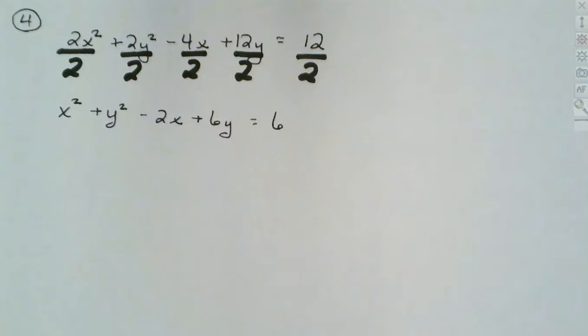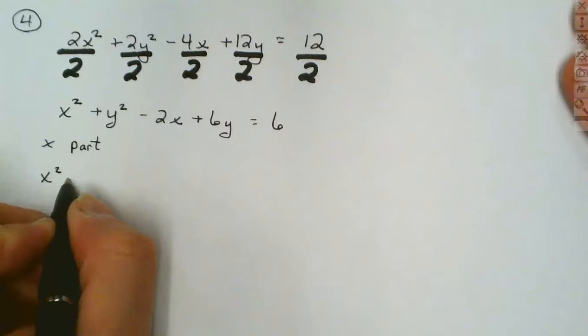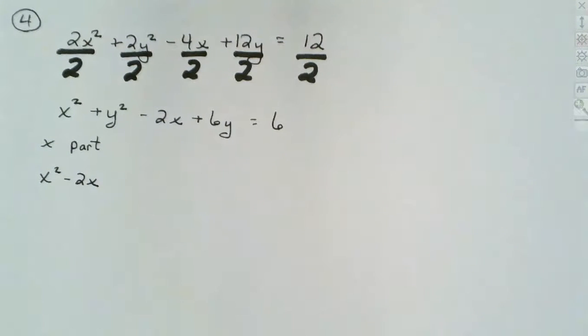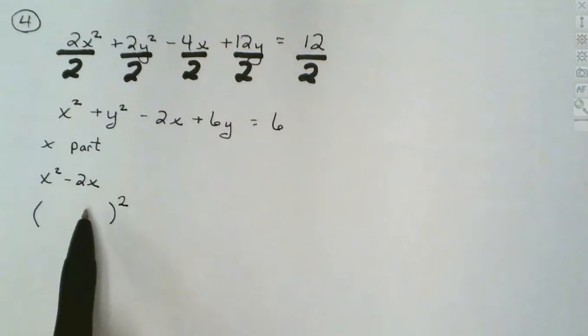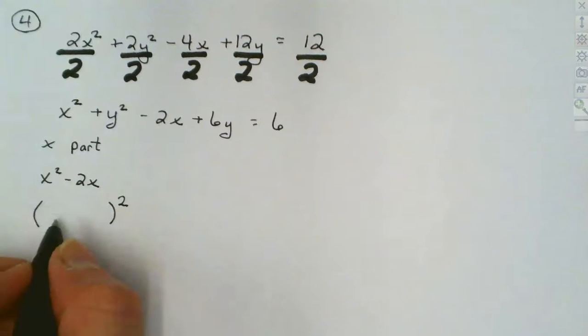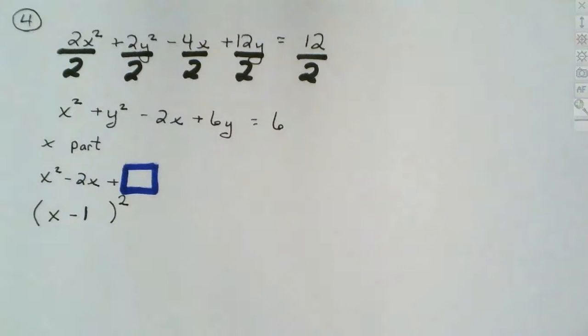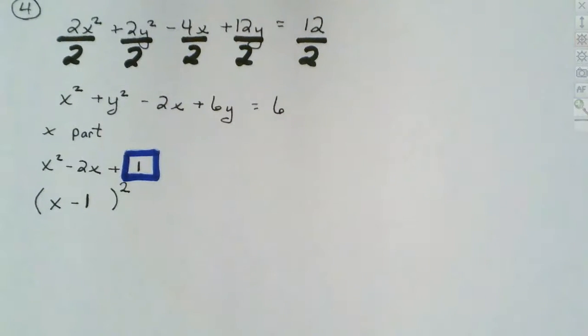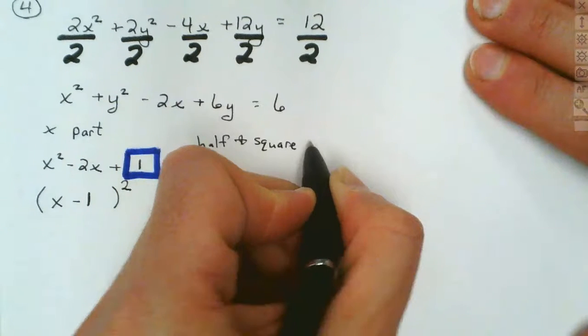Now, we want to focus on the x part and we want to focus on the y part separately. So for the x part, we have x squared minus 2x. So what is our technique here? Our technique is half and square. To force this to factor into a perfect square trinomial, we take our -2, and what's half of -2? -1. So that's x minus 1. And what's minus 1 quantity squared? Minus 1 quantity squared is a positive 1. So we're going to have to add in 1 to force this to factor. It's half and square. You can just remember, half and square, you'll be fine.